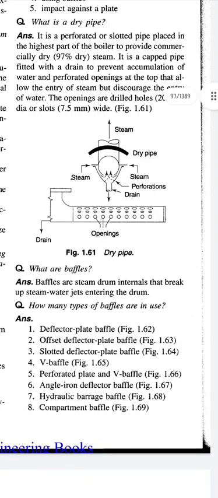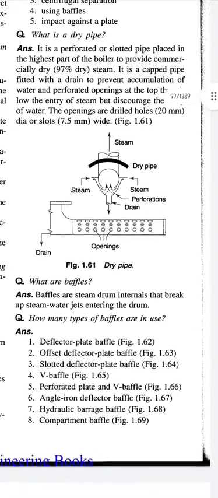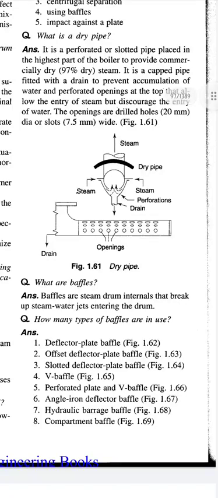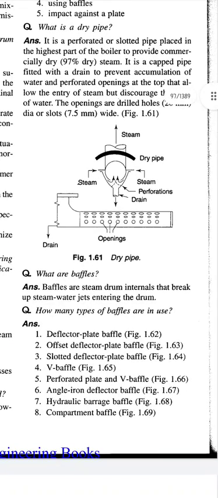What are the baffles? Baffles are steam drum internals that break up the steam-water jet entering the drum. How many types of baffles are in use? Deflected baffle, offset deflected baffle, slotted deflected V baffle, perforated plate and V baffle, angle iron deflector, and hydraulic barrel compartment baffle.